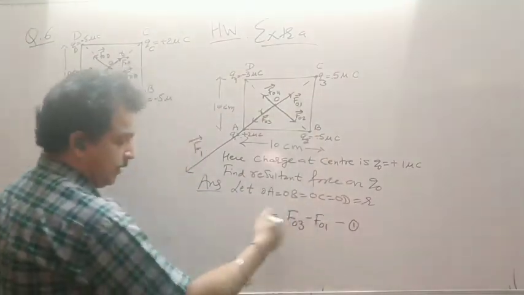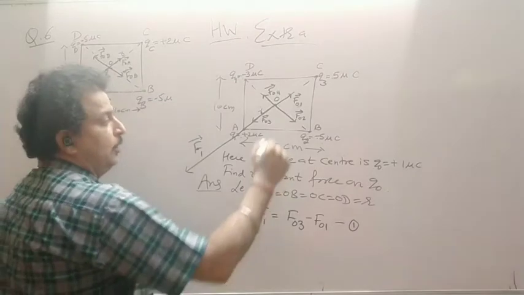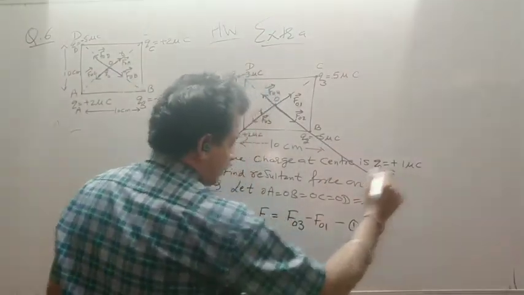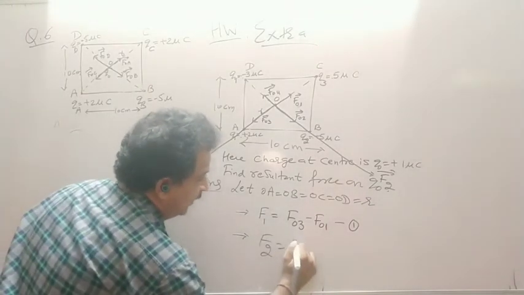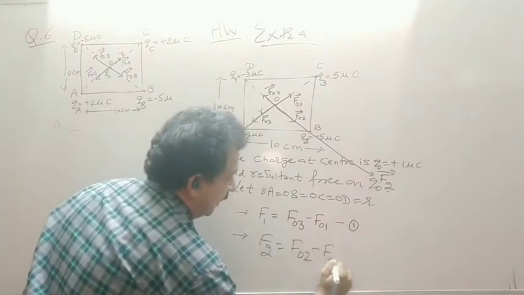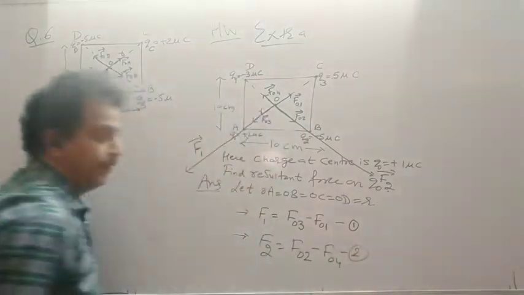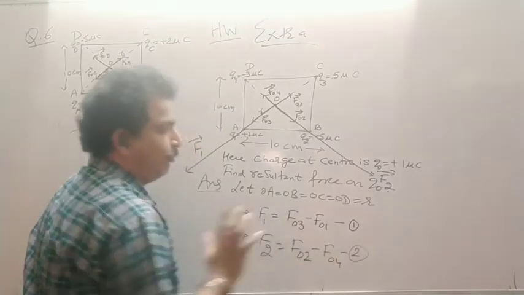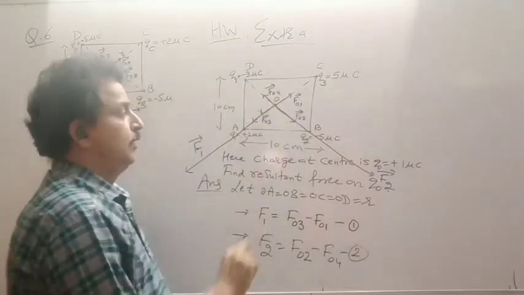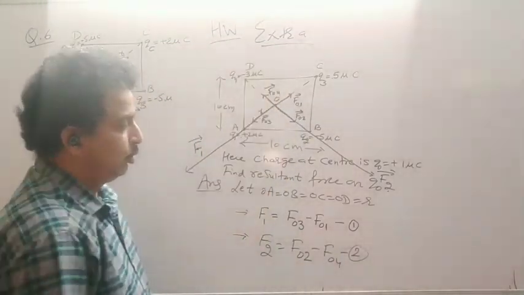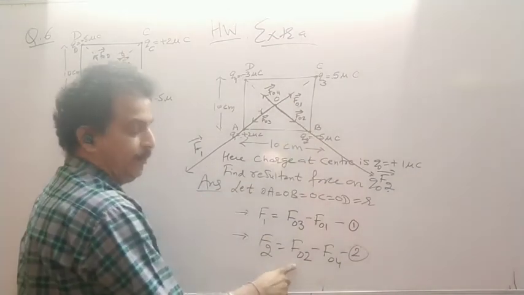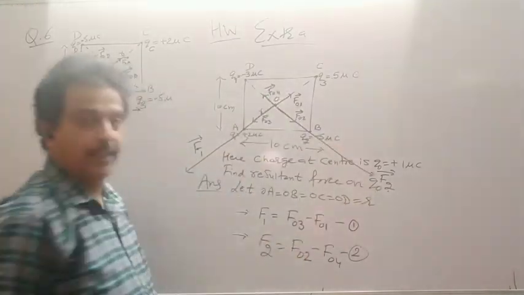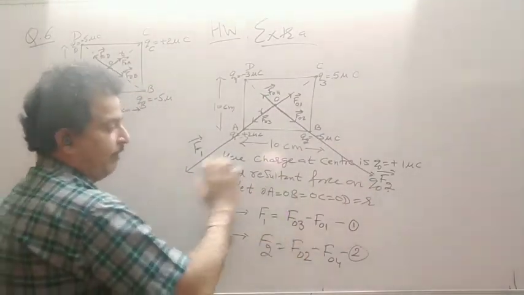This is the hint I am giving you. The resultant will be in this direction. Let us name it F2. So F2 will be written as F naught 2 minus F naught 4. You have to remember that you find only the magnitude of F naught 2 and F naught 4. Don't take the negative sign while finding the magnitude. Now if you get this as 5 Newton and this as 2 Newton, the resultant will be 3 Newton. So this will be your F1 and F2.